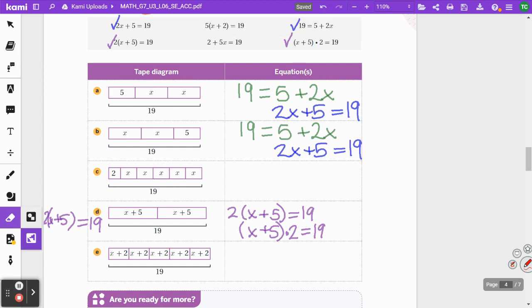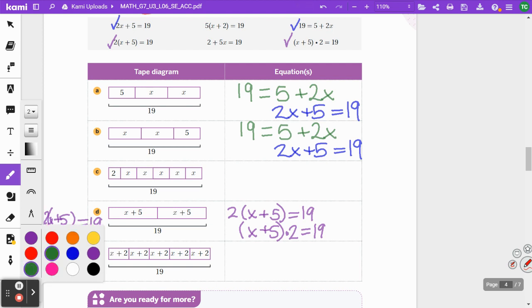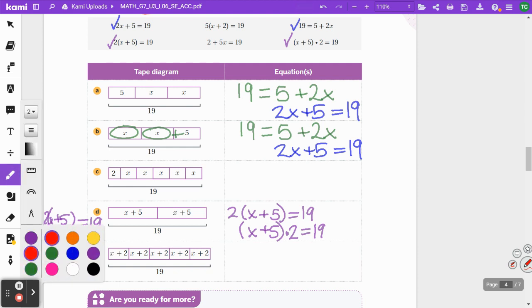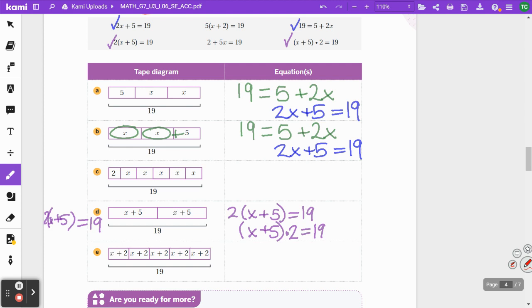So again, I know it might seem interesting, but we're going to use the same equations because we have together here 2 x's with an additional 5. That equals a total of 19. Go on down to part C, please. 2 put together with 1, 2, 3, 4, 5 x's equals 19. Anything else that could describe that one? I don't think so.